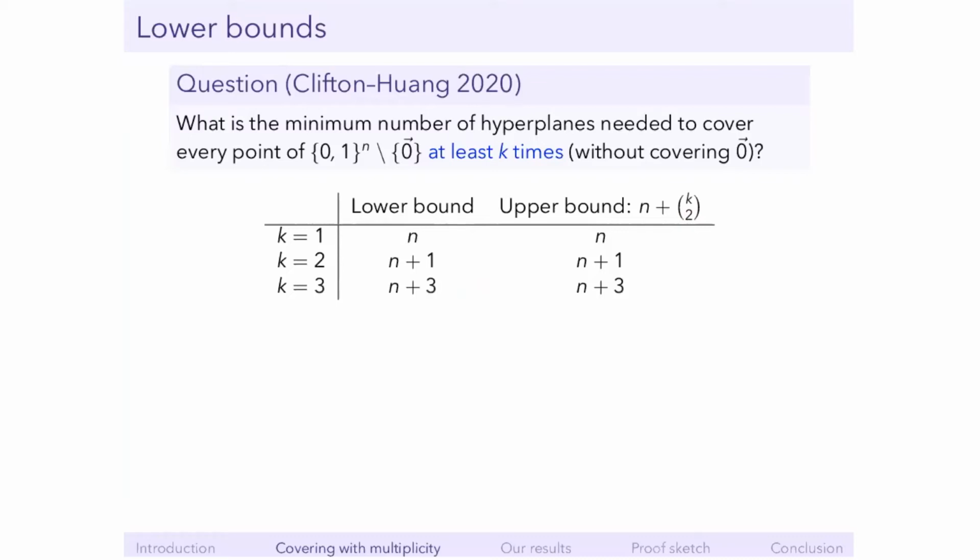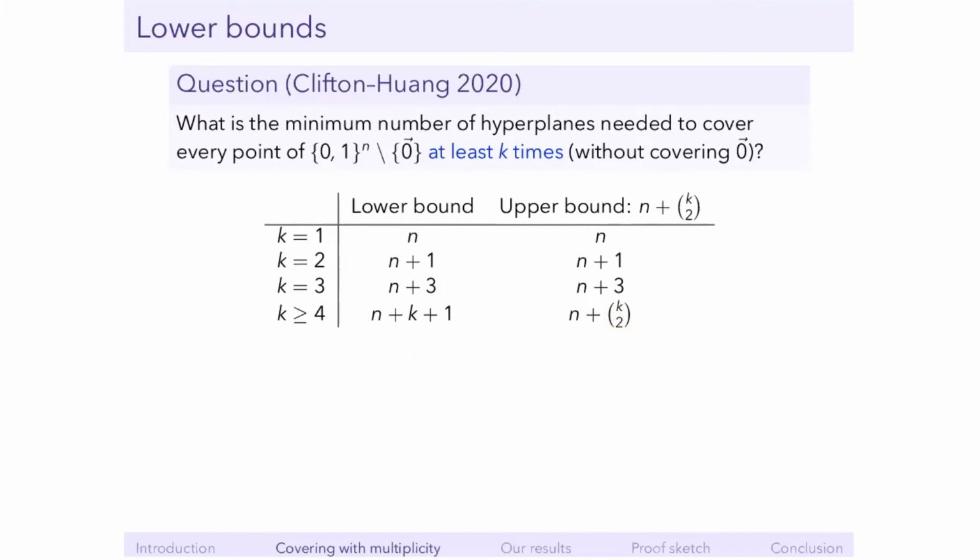For k equals 3, the conjecture says n plus 3, and Clifton and Huang were actually able to prove a matching lower bound of n plus 3. But for all larger k, there's a gap between their upper bound, which they conjecture is tight, and the lower bound that they were able to prove. And the best lower bound they were able to prove was just n plus k plus 1. So there's actually a reasonably large gap where the lower bound they could get was just linear in k, whereas the upper bound is quadratic in k.